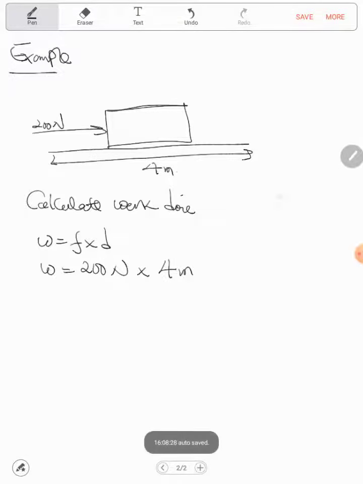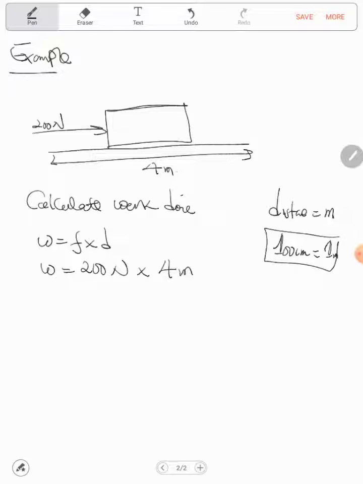Take note, distance should always be in meters. If you've been given distance in centimeters, make sure you convert into meters. We know that 100 centimeters is equal to 1 meter. Use this conversion to convert centimeters to meters. Now this will give us 800 newton meter or 800 joules.